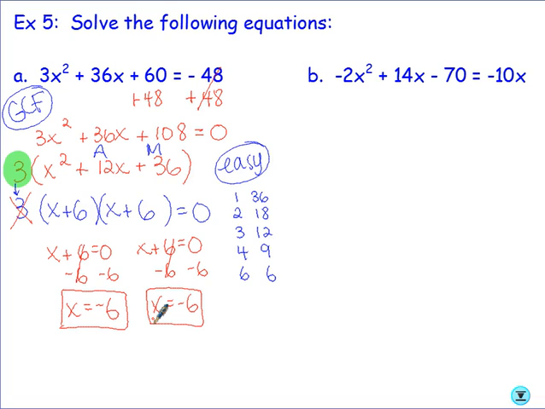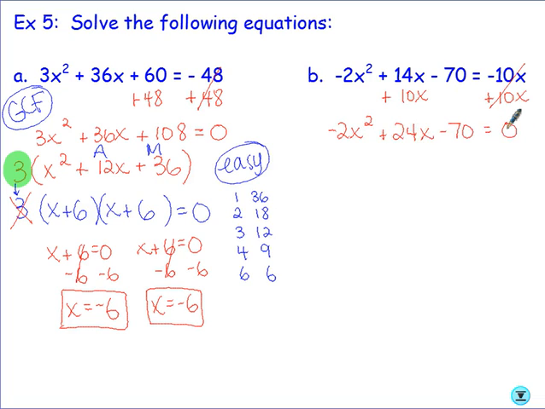Okay, so let's see how you did. First thing, do we have a 0? No. I'm going to do the opposite here and add 10x. Where's my x? That's my middle part. I'm going to add 10x there. Negative 2x squared. 14 plus 10 is 24x. Bring down the minus 70. And we have our 0.